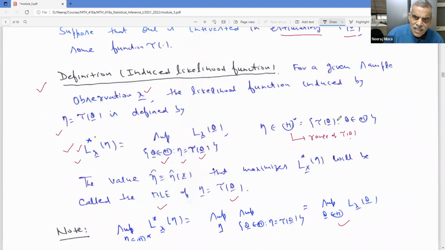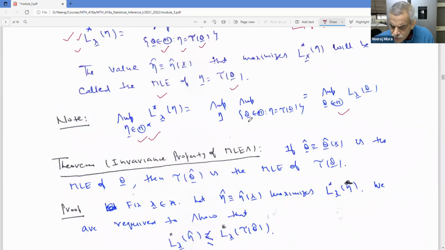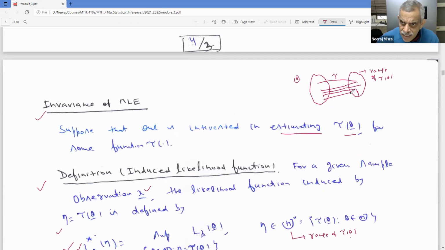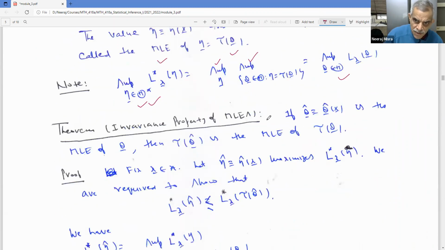Otherwise also, it is like you find a maximum. First, you partition your space into smaller sets. You look at the maximum within each of these smaller sets, and then you look at the overall maximum. So this is a supremum over smaller sets, smaller sets meaning those which are going to eta. And then you vary eta. That gives you the supremum over the whole set.